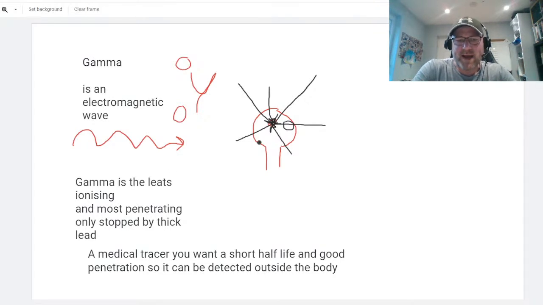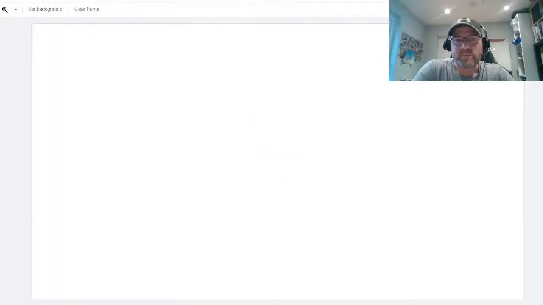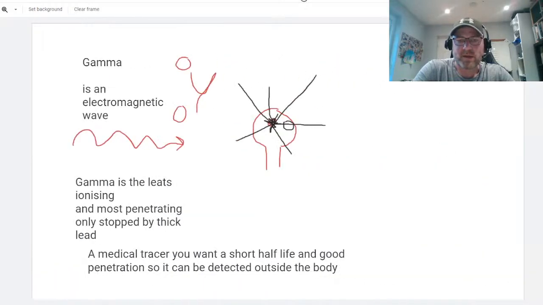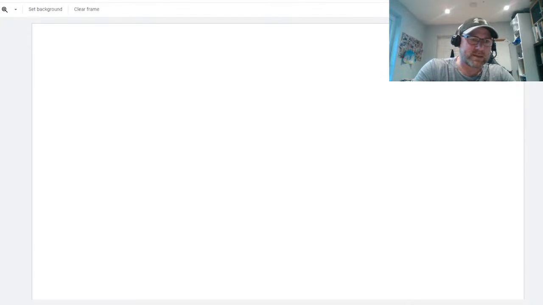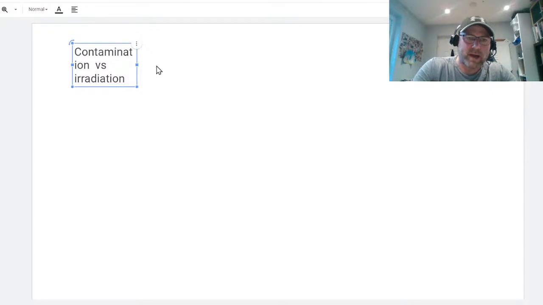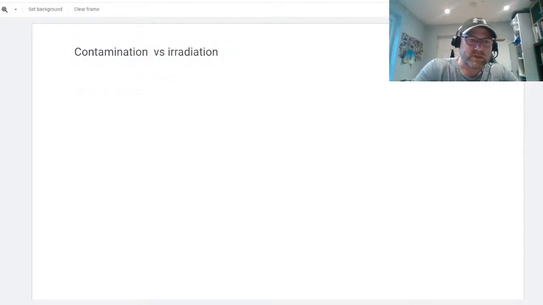Right, that's gamma radiation. What else do we need to know? Let's zing, because we're spending a bit too long on gamma, beta, and alpha. Now, you guys need to know contamination. Let me just zing, and then we'll get off of this topic because this is only a quarter of the course. Contamination versus irradiation might come up. So what is contamination and what is irradiation?